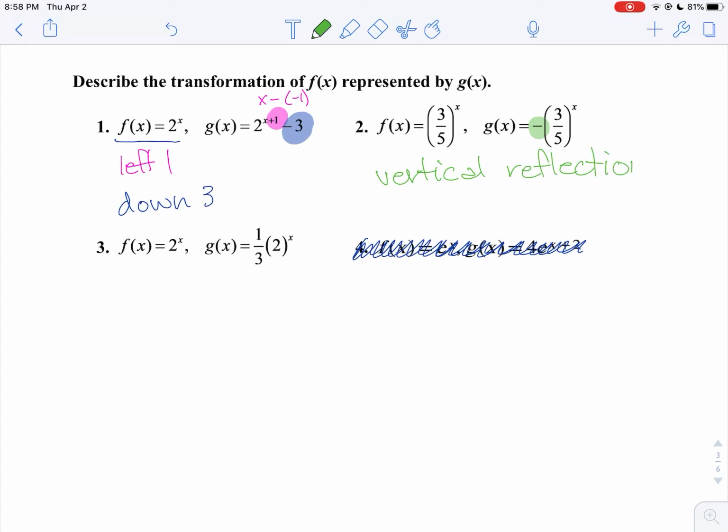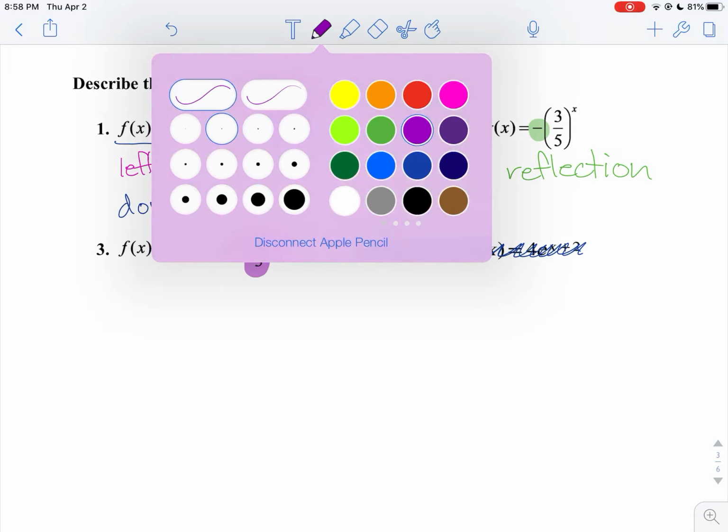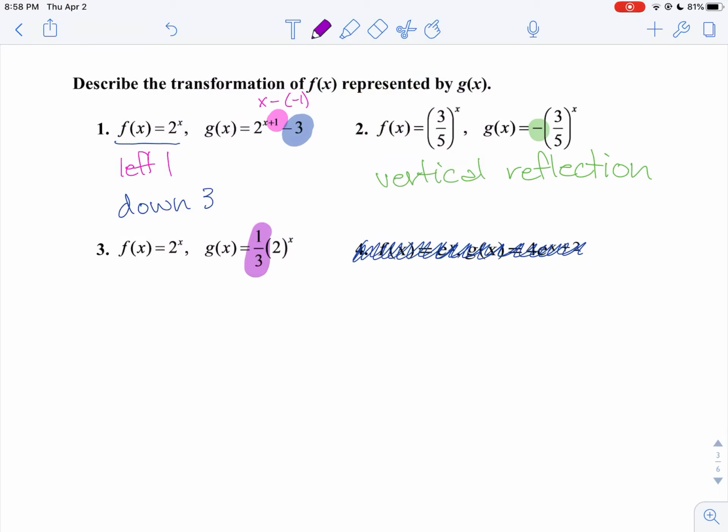So it's going to flip the graph upside down. And finally, for number 3, what happens if we put this 1/3 in front of our function? What is that 1/3 going to do to the graph of our function?